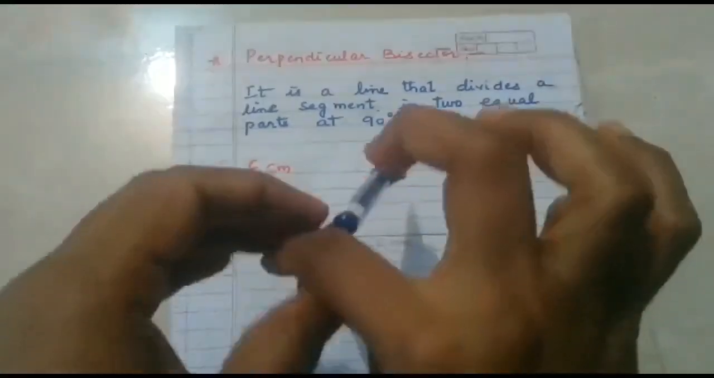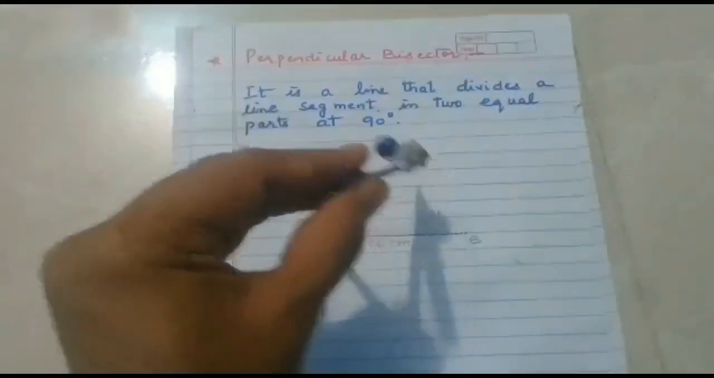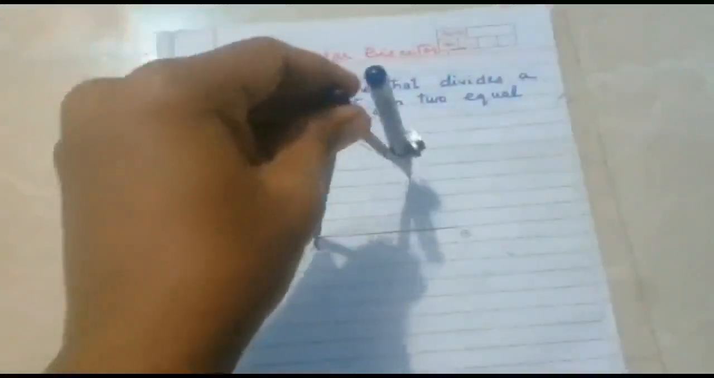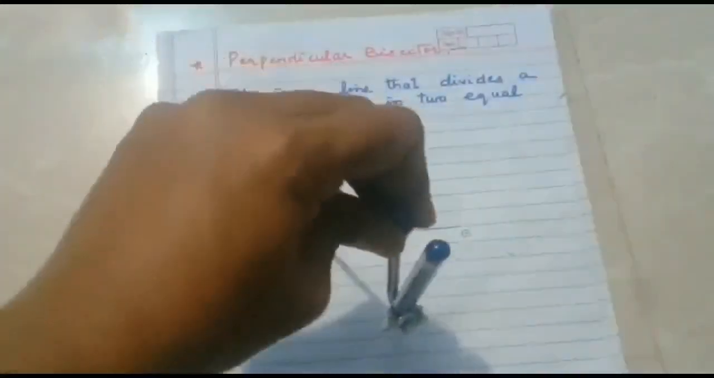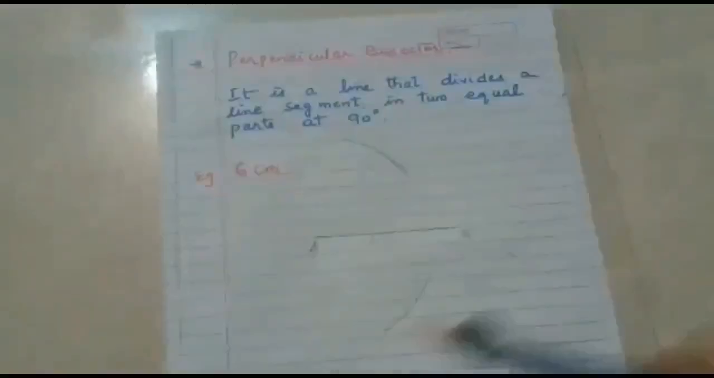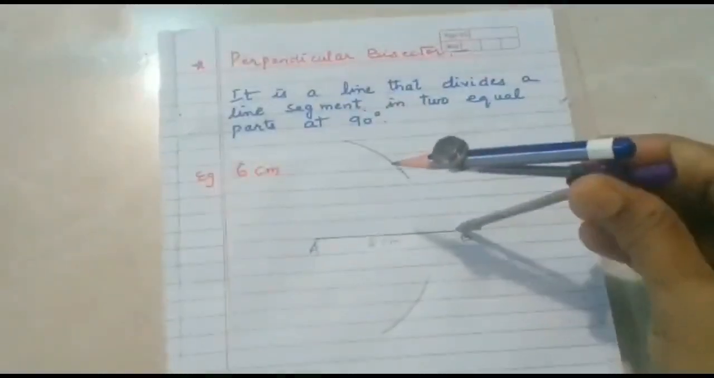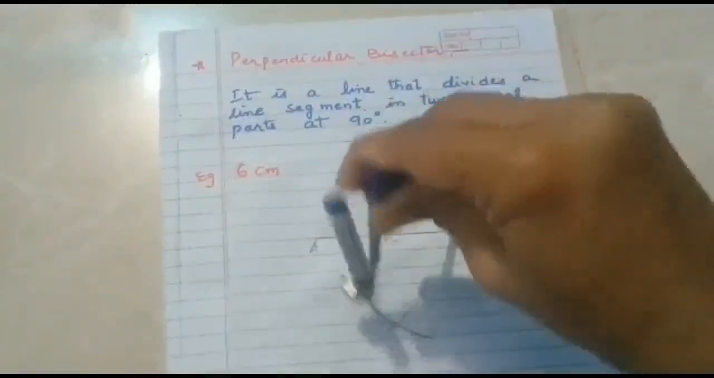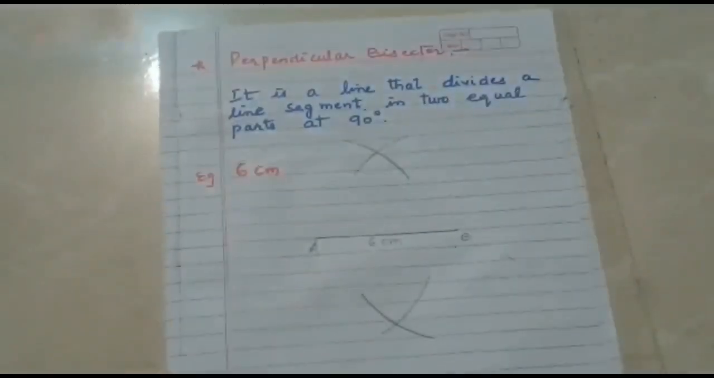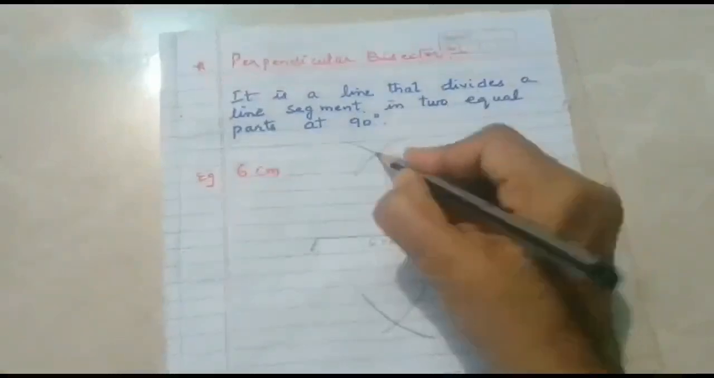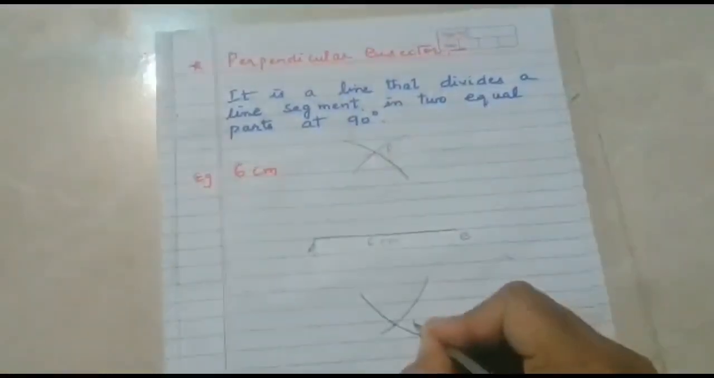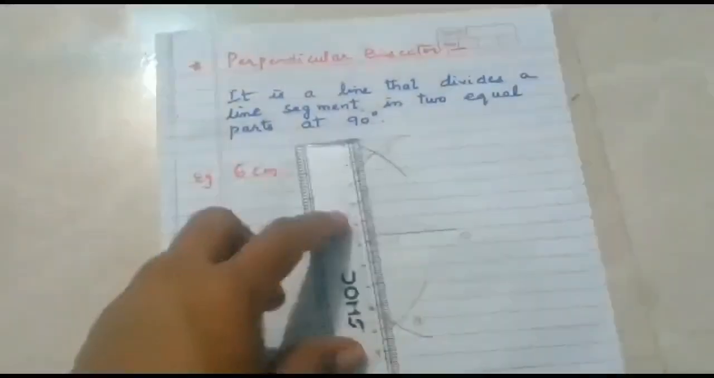By keeping the compass at point A, I am going to draw an arc above the segment AB and below the segment AB. Now I am going to repeat with B also. The same way, I'm going to draw an arc above the segment AB and below the segment AB. Now I've got 2 points, P and Q.